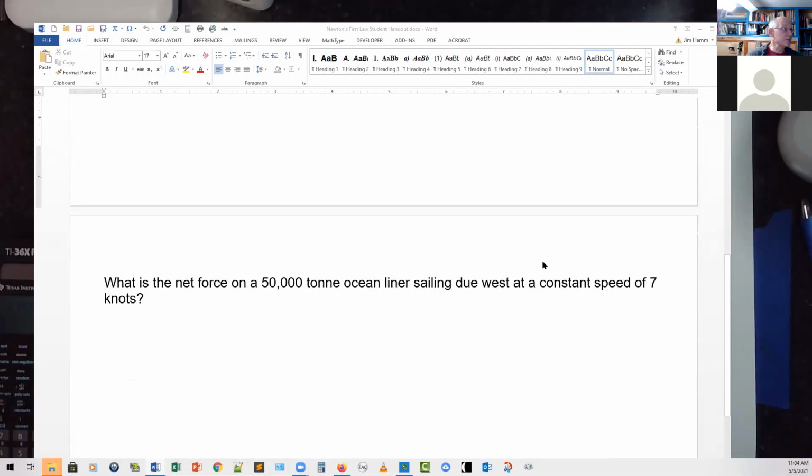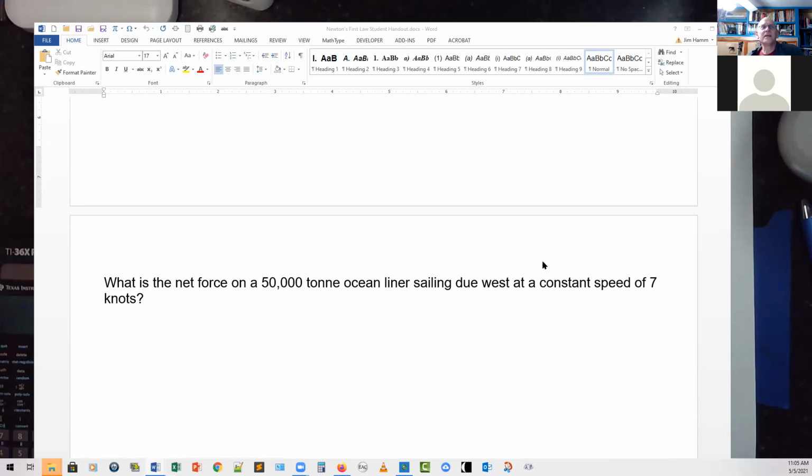Okay, so here's the question. What is the net force on a 50,000 tonne ocean liner sailing due west at a constant speed of 7 knots? Well, let's see. First of all, what in the world is a tonne? It happens to be a metric ton, and it's 1,000 kilograms. And so we'd have to know that, but it turns out we don't have to know that because it's asking the net force if it's sailing due west at a constant speed.